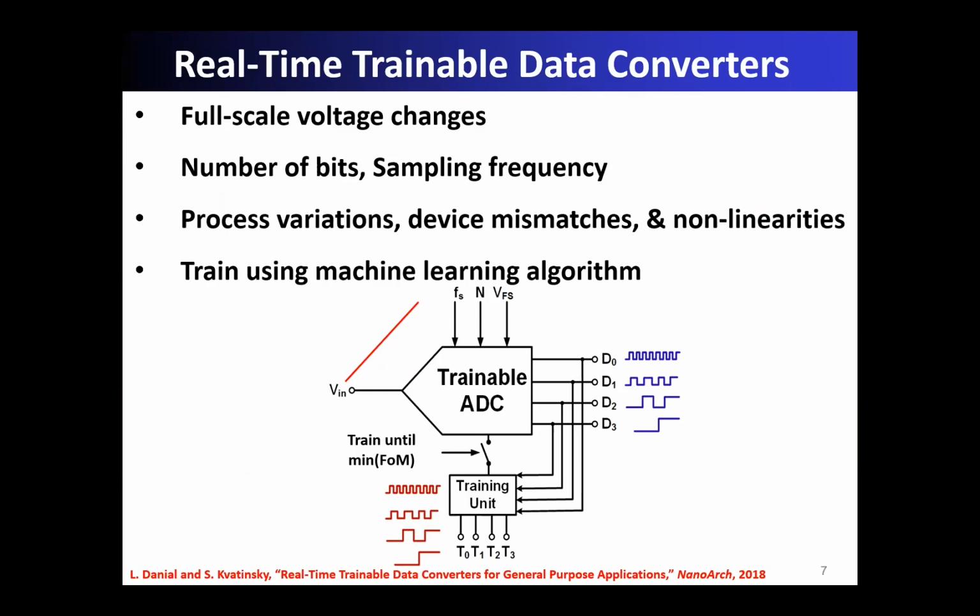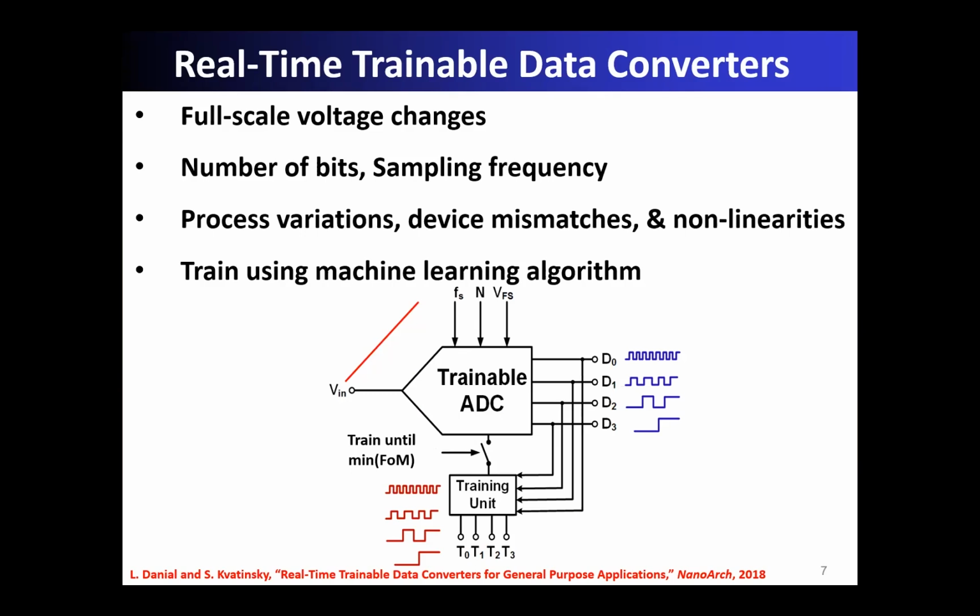So motivated by the trade-off that we saw, by the applications diversity, and by the real-time variations, we propose trainable data converters that could take advantage of the converted data and build data-driven or data-aware converters to be trained in real time, to be adaptive, to autonomously adapt to changes in full-scale voltage, number of bits, sampling frequency, as well as process variations and nonlinearities.